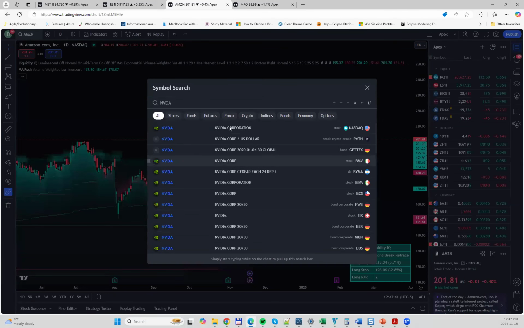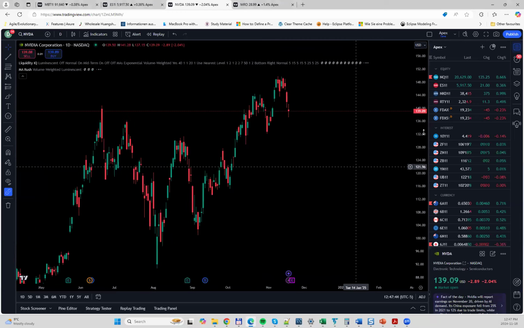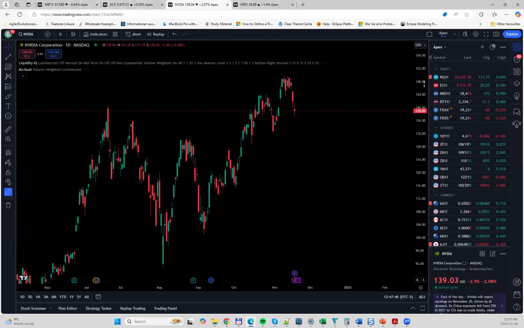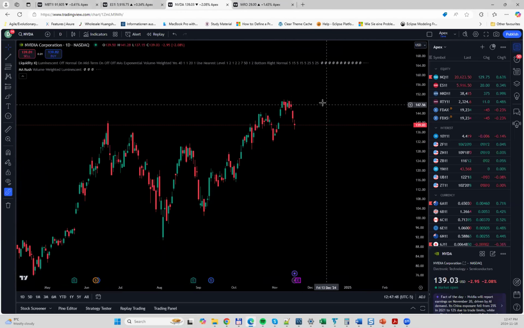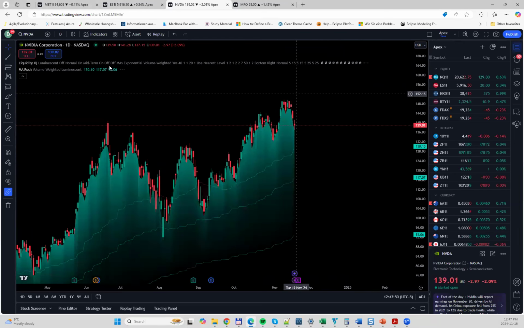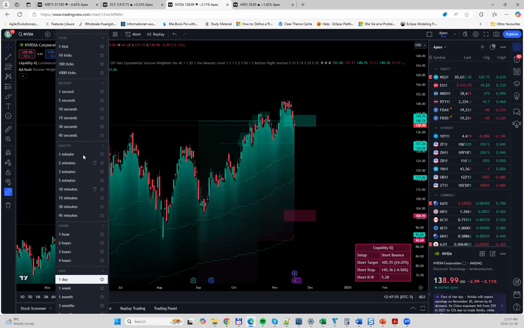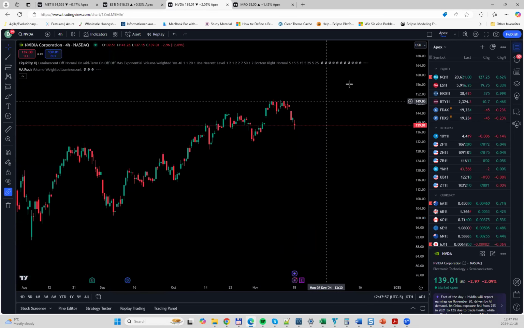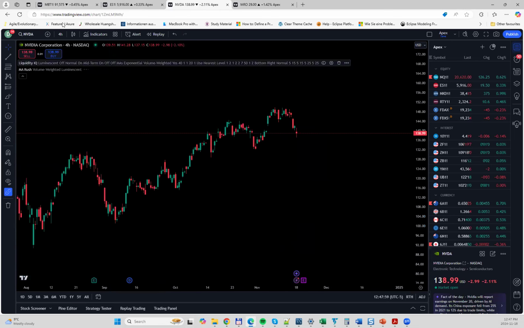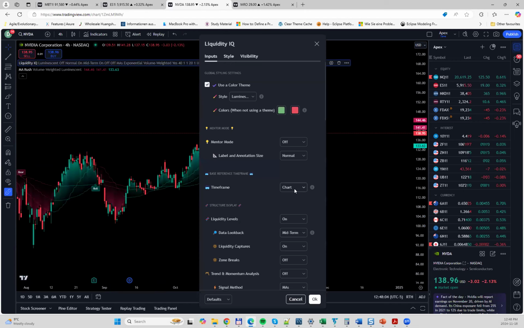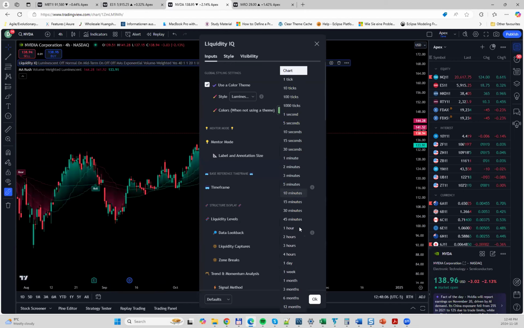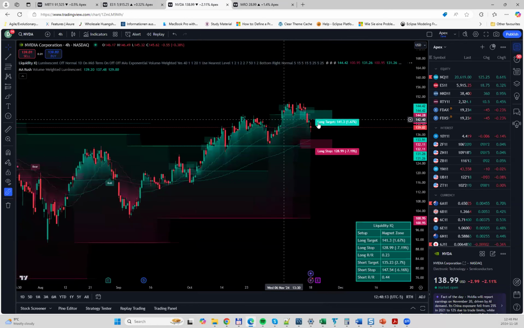NVIDIA has earnings coming out this week, I believe on Wednesday. And people have high expectations of what might be happening there. So let's have a quick look. What's going on with NVIDIA? The way I like to look at stocks, especially for swing trading, is to open up the 4-hour chart and tune our Liquidity IQ indicator to use the daily chart. This gives me a bit more refined price action while still being able to see those levels.